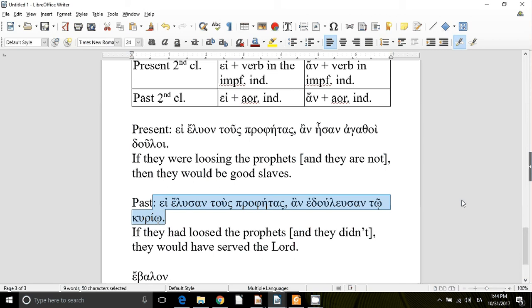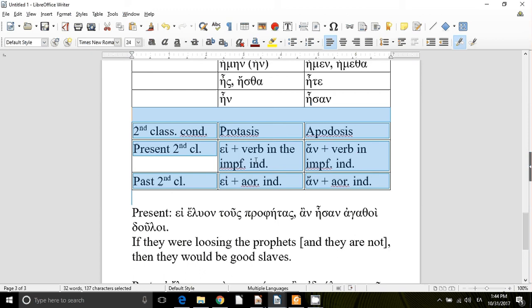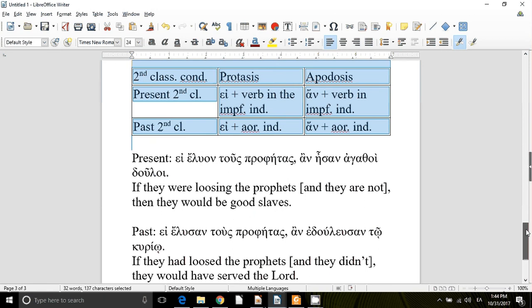Okay. So again, you need to make a chart that looks very much like this. How to form these second-class conditionals. How to form them in the present, how to form them in the past. That's always a good quiz question. Just give you a sentence and see if you can identify which class conditional it is. And then lastly, on page 67, you need to take the time to note all those irregular aorists, all those second aorists, and that's your vocabulary for the week, just learning where these aorists come from.